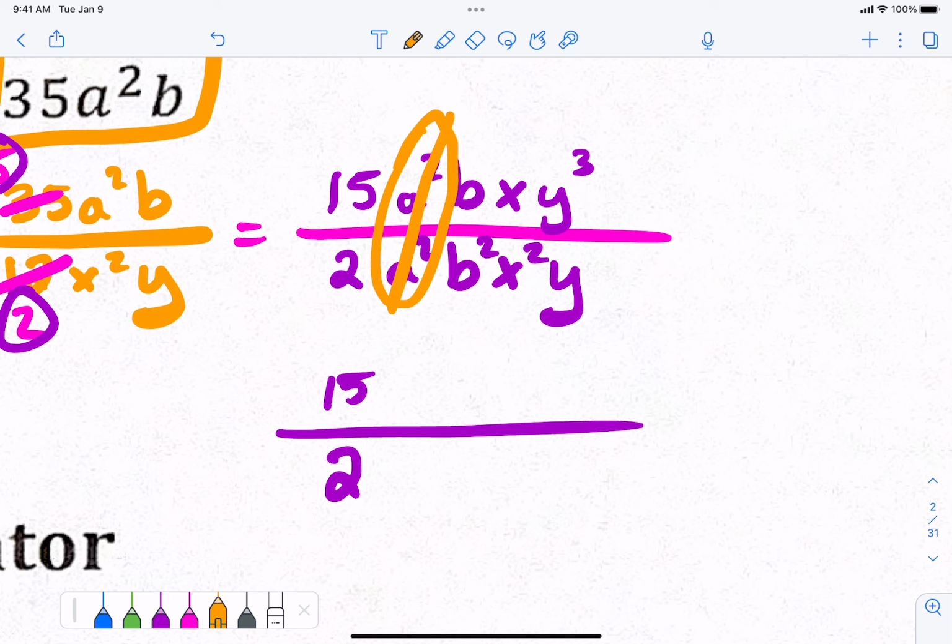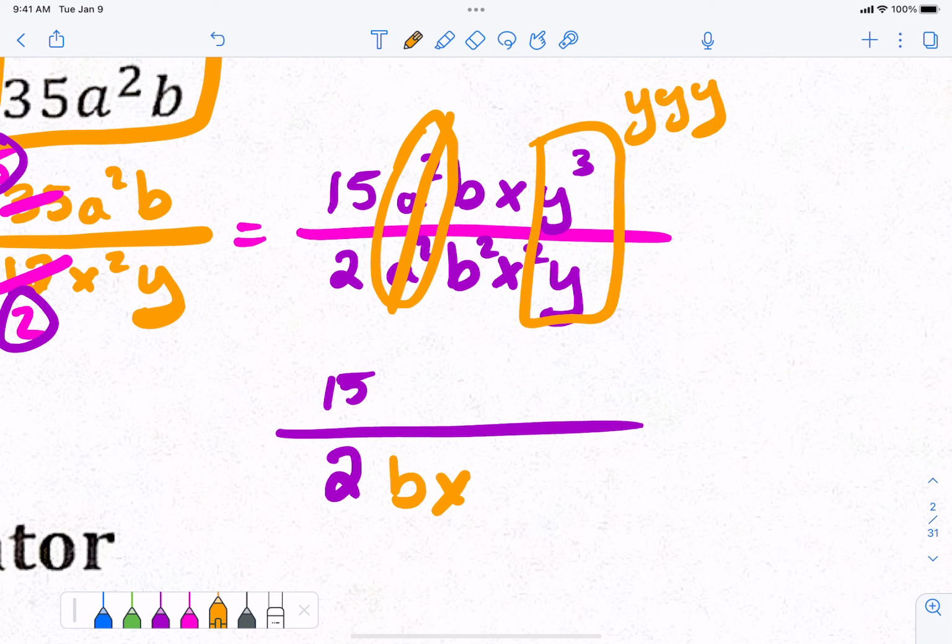The B's. I have 1 B on top and 2 B's on bottom. Just 1 at the bottom. I'm going to have 1 left over on the bottom, right? X's. I have 1 on top and 2 on bottom, so 1 on the bottom. And the Y's, I have 3 on top and 1 on the bottom, so 2 Y's up.